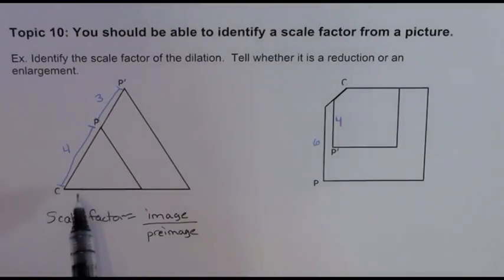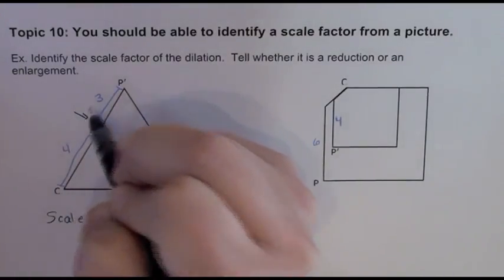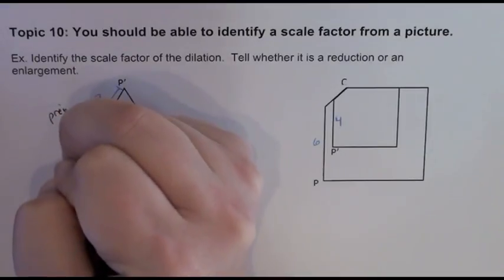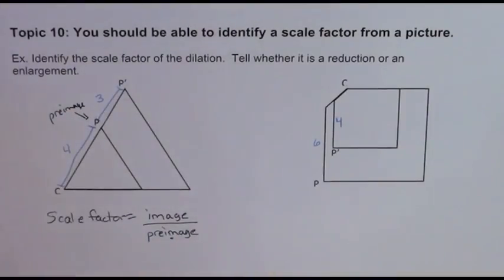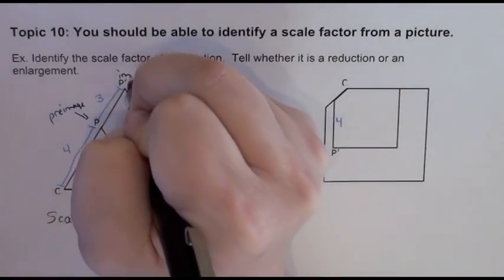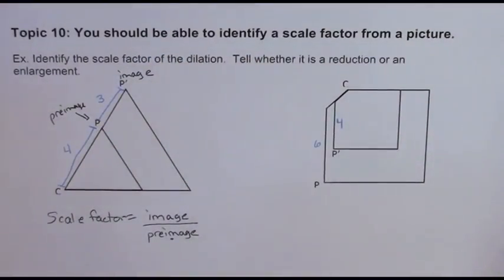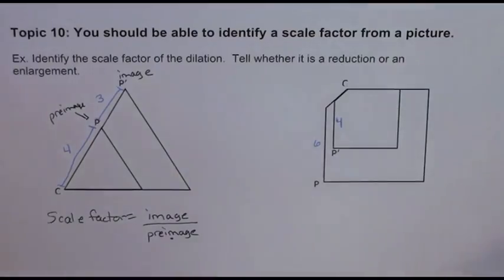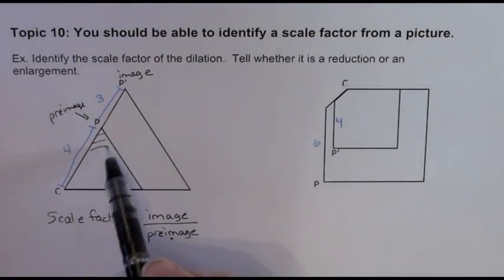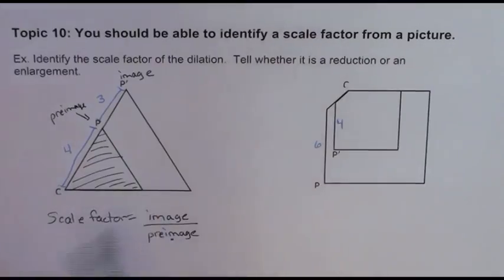So here in this first picture we have a triangle. Remember, the pre-image is the one without the prime. So the pre-image is the P, and the image is the P prime. The pre-image is essentially this triangle right here. What is the length of that side? Well, the length of the side of the triangle is 4. That's the pre-image, that's the denominator.